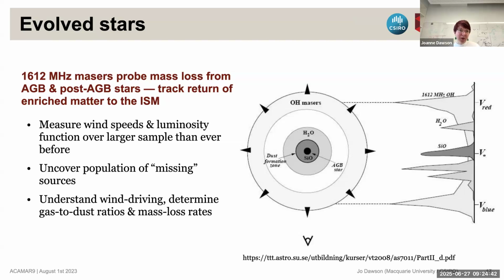So you can measure wind speeds and luminosity functions. You can hopefully uncover missing sources that have been missed in other surveys. And you want to understand wind driving and look at things like gas to dust ratios and mass loss rates. And you can do this with a statistical sample.